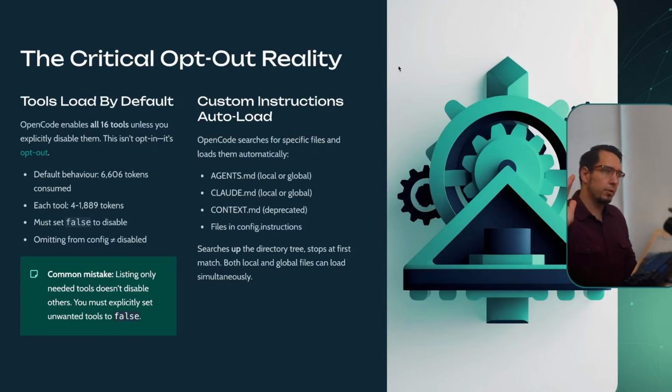So one thing you must know, tools are loaded by default. And you'll see here, we got about 6,000 tokens that are consumed. Some tools are between 4 to 1,000 tokens, and we have to set it to false to disable. Another thing that's very important, even if it's in your global configs, is if you've got agents.md or Claude MD or context MD, these are pulled in, okay? So just watch out for that. Sometimes you might not even have any agents.md or context MD in your local project, but in your global, it might be there and being pulled in. So very good to know.